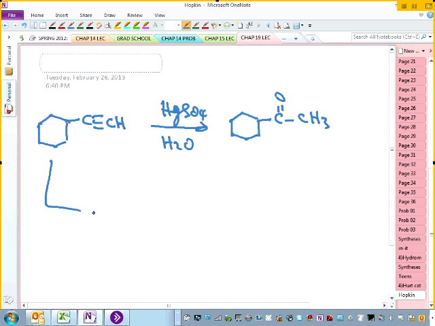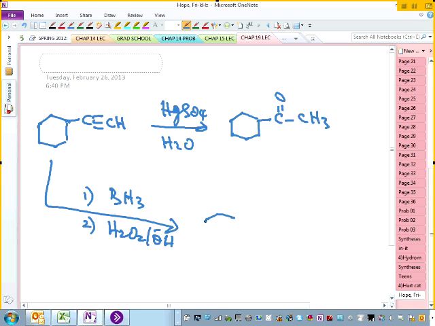Now, supposing we use borane, followed by peroxide, what will you get? Because that is an anti-Markovnikov addition, and that is how you get the aldehyde, okay? So in this case, you get an aldehyde here.